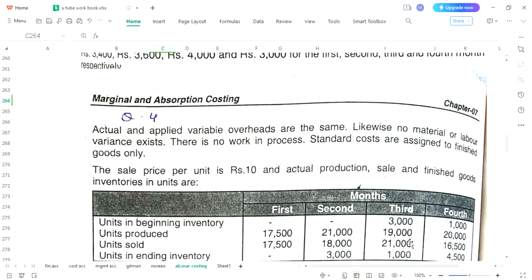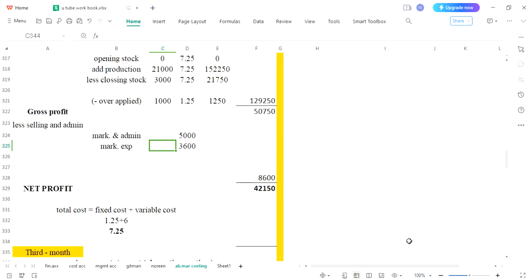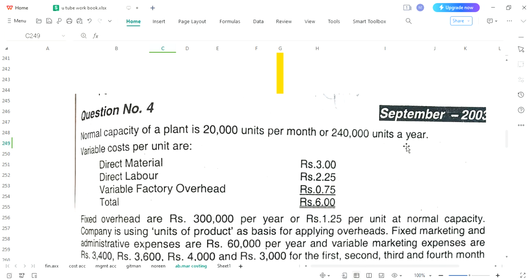Opening stock 3,000. Yes. So 3,000 is your opening stock and 1,000 is your closing stock. As usual, we will now see whether it is over or under applied. For that, you have an idea that your standard production is 20,000. We will compare this standard production.